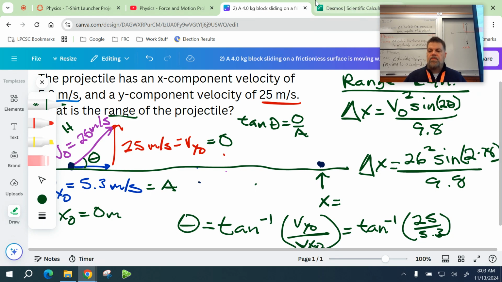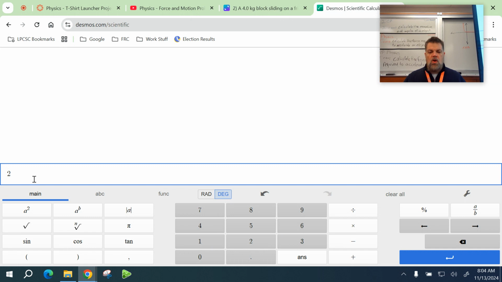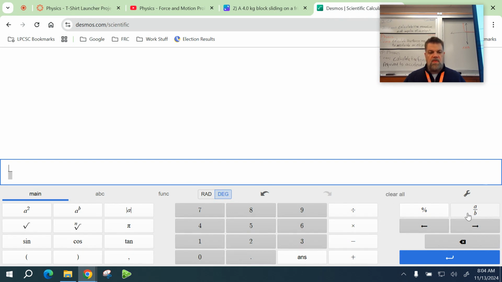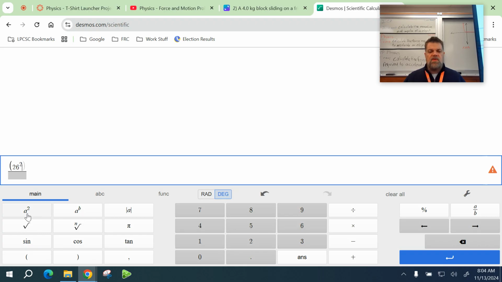Okay. I'll leave that up there for a second for you to write that down. This is 2 times 78. All right, going to Desmos. Let's clear this out. I'm going to do my fraction up here. When you do stuff in the calculator, it's always better to put the fraction stuff in parentheses. You don't have to, but I like to. So I'm going to say 26 squared times sine of 2 times 78, close parentheses, divided by 9.8.